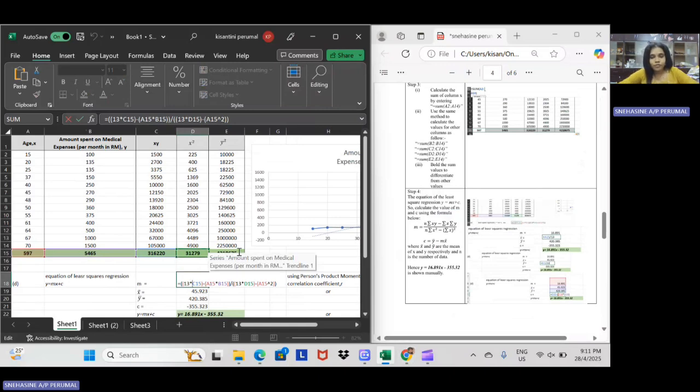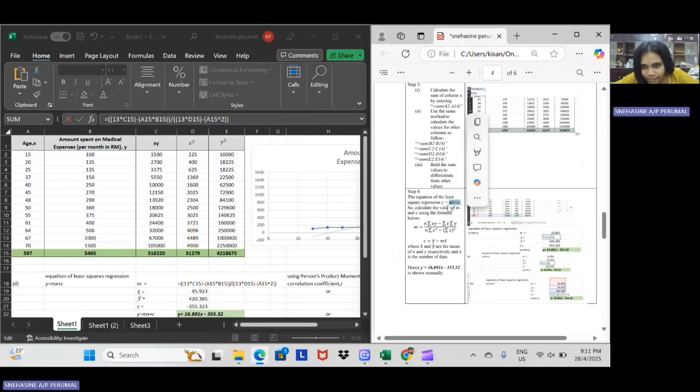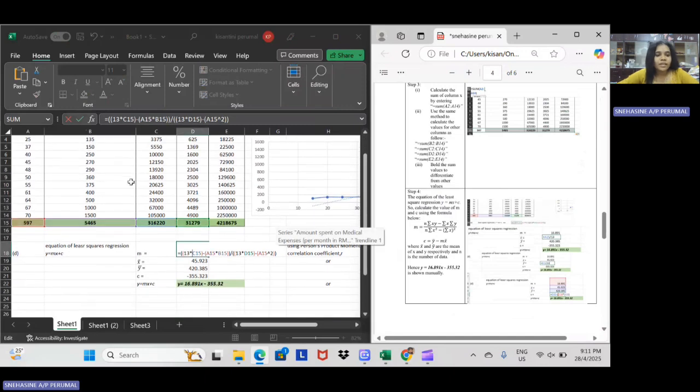Okay, let's move to step 4. Step 4 is the equation of the least square regression, y equals mx plus c. So calculate the value of m and c using this formula below. So now we are going to use this formula to find the m. So the D is the equation of the least square regression, y equals mx plus c.